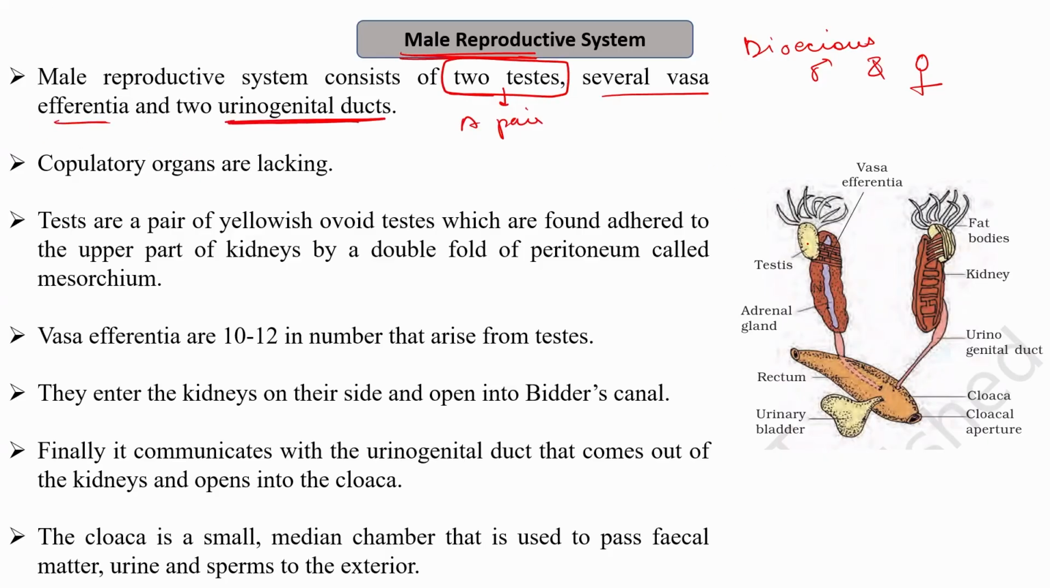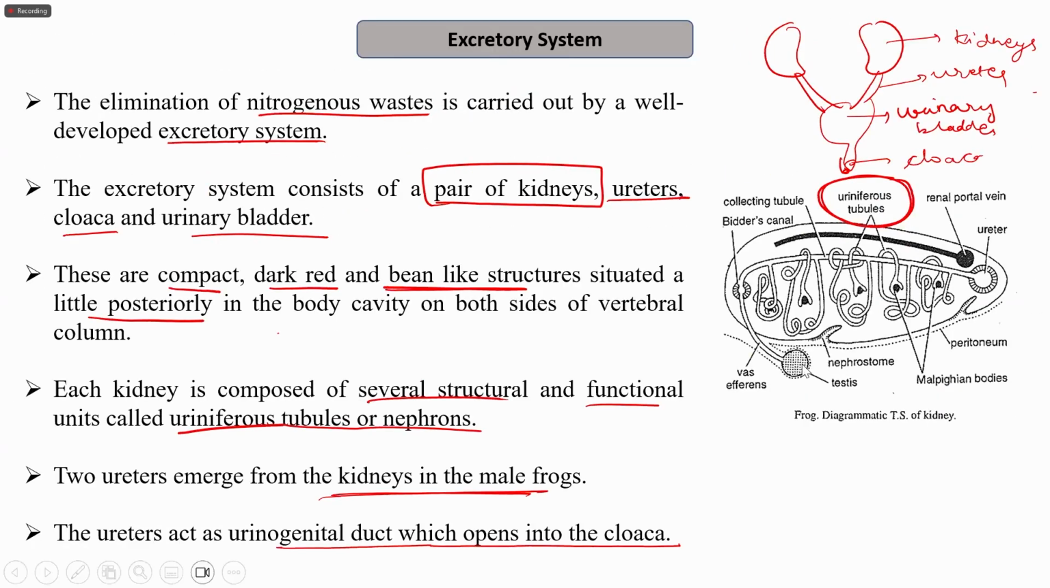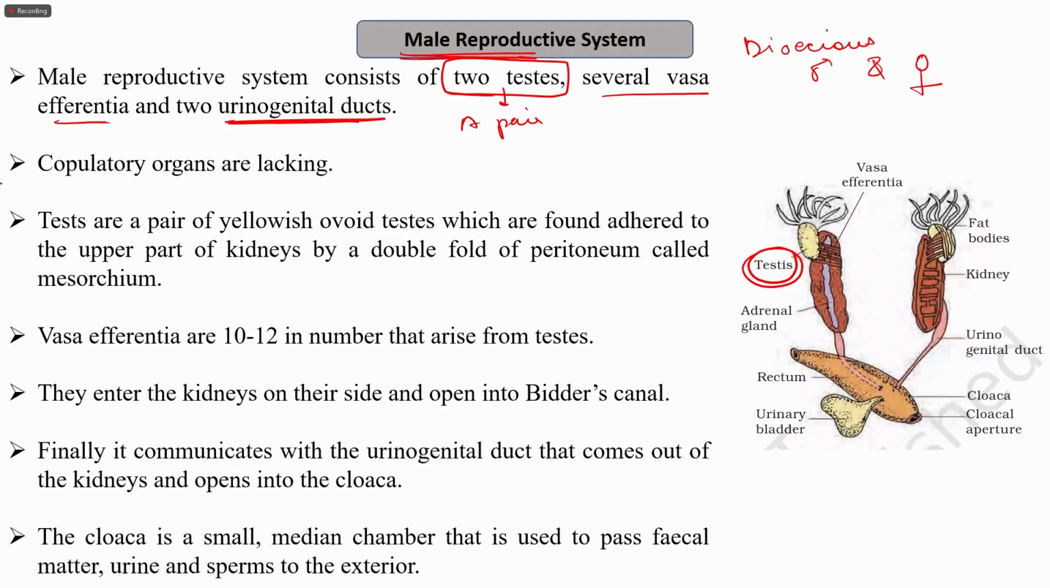So you can see in this that these testes are yellow colored structures and they are in connection with the kidneys. You can see in this figure also, here the testes are in connection with the kidneys. Testes are a pair of yellowish ovoid structures. A copulatory organ is lacking. This is important. We know that they do not have a copulatory organ as such, and a nuptial pad is formed when they are mating.